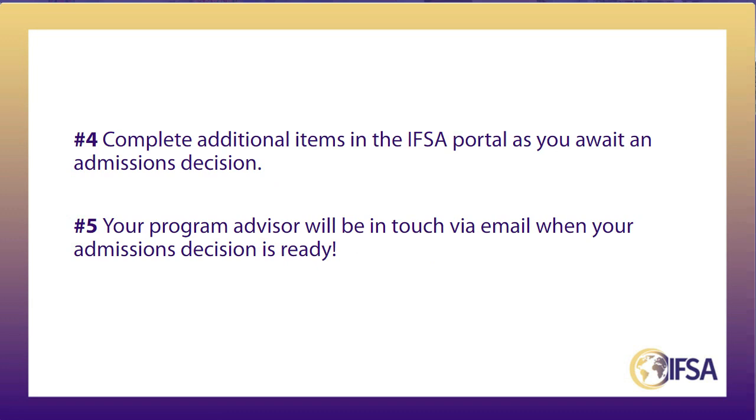So as you're awaiting that admissions decision from your program, that's where step number 4 comes in. There might be a few additional items that show up for you in the IFSA portal in that application area, and those are things you can work on as you await that admissions decision. Typical items will include things like a photo that can be used on your student ID, a personal essay, and sometimes some other items for your host institution.